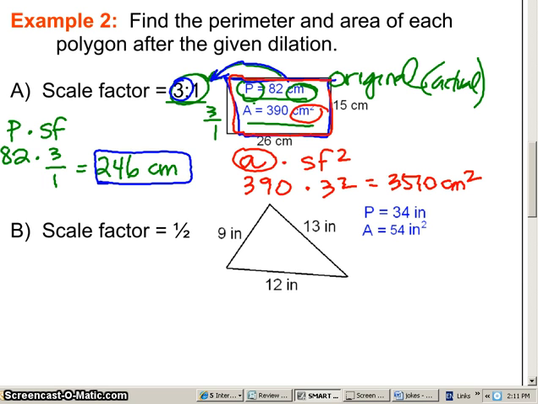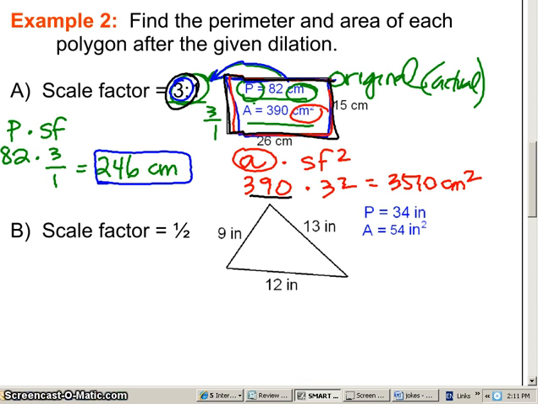So once again, what this is saying is if I take the area of my original rectangle, which is 390 square centimeters, and multiply it by my scale factor squared, so 3 squared, it will give me the area of my new rectangle after it has been enlarged 3 times. Let's take a look at B.